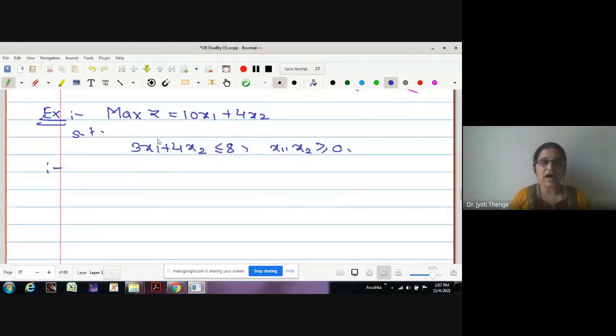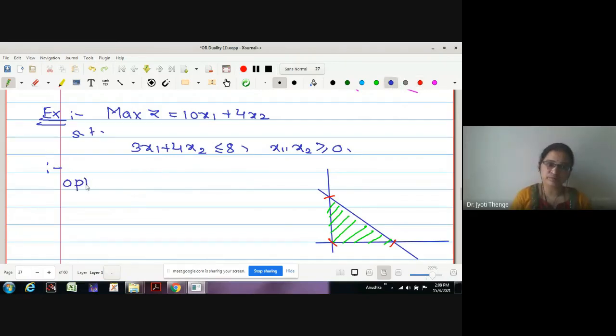Here, as this has only one constraint, you can solve it by the graphical method as well. The constraint is less than or equal, therefore this is the feasible region. There are only three extreme points, 1, 2, 3, and we have to check which one gives us the solution. Therefore, I will write the optimal solution directly.